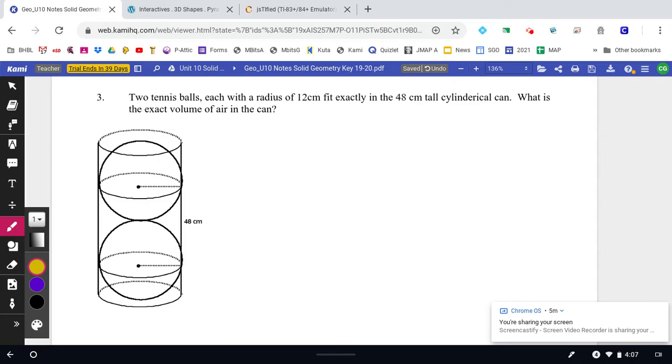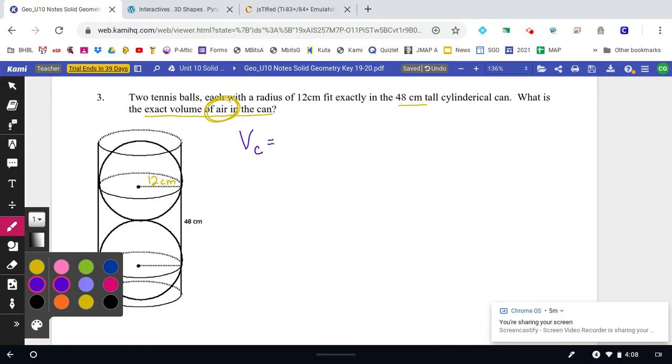All right, number 3. We've got 2 tennis balls, each with a radius of 12 centimeters. They fit exactly in the 48 centimeter tall cylindrical can. I want to know the exact volume of the air in the can. Think about the air as all the leftover space. So the first thing we're going to do is find the volume of the cylinder. For the volume of our cylinder, we've got pi r squared, because we have a circular base, times the height. So pi, my radius is 12, and my height is 48.